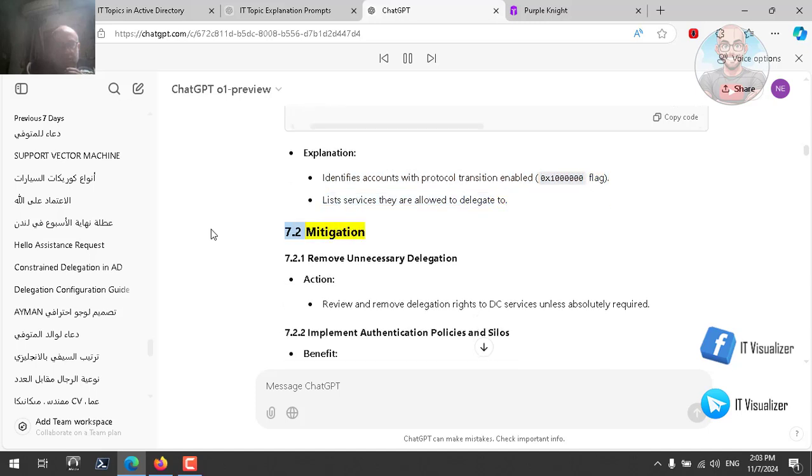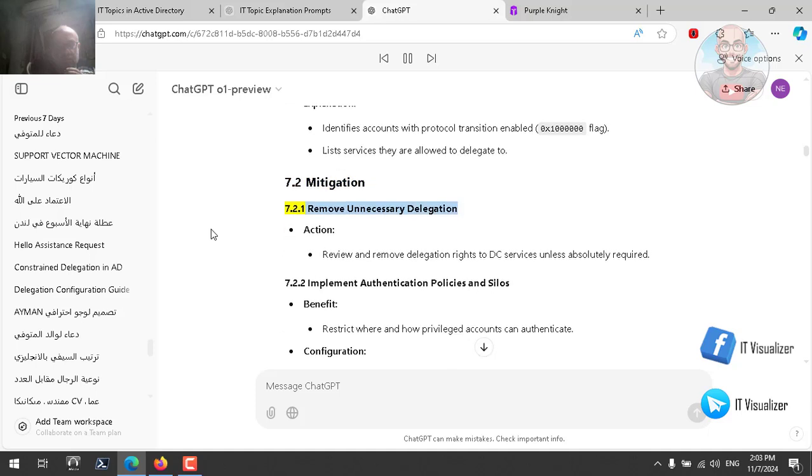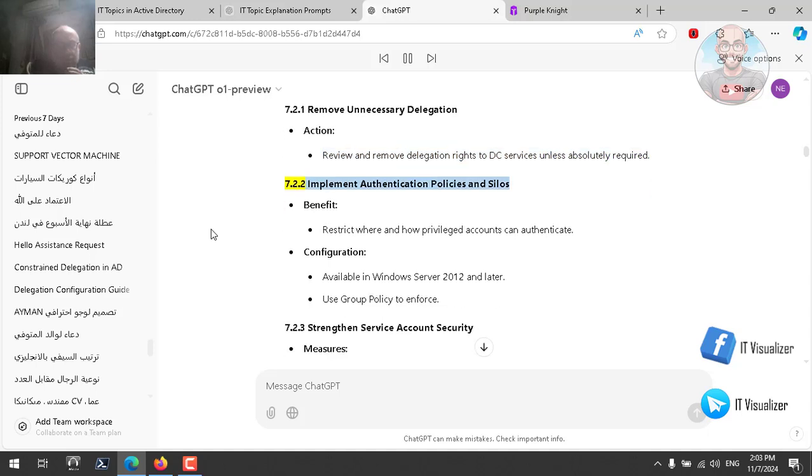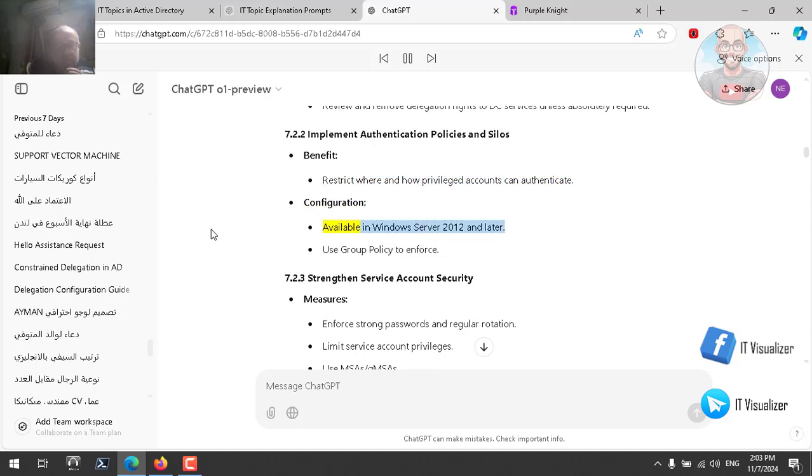7.2 Mitigation. 7.2.1 Remove unnecessary delegation. Action: review and remove delegation rights to DC services unless absolutely required. 7.2.2 Implement authentication policies and silos. Benefit: restrict where and how privileged accounts can authenticate. Configuration: available in Windows Server 2012 and later. Use group policy to enforce.